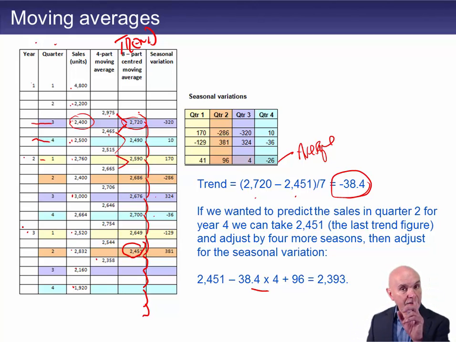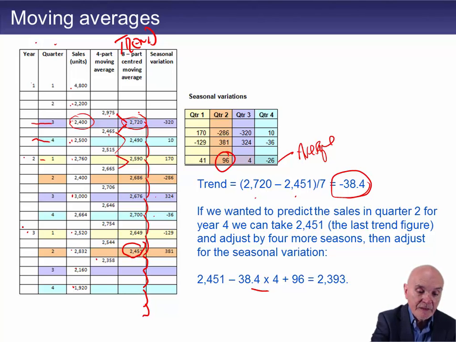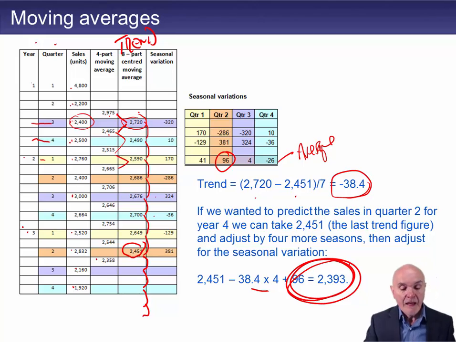And then we say, aha, yes, but is season 2 a good season or a bad season? What's the seasonal variation? And our calculation implied that it was 96 positive. So we will increase the predicted figure from the trend by 96 and come up to 2393 as the seasonally adjusted prediction for the sales in Q2 of year 4.